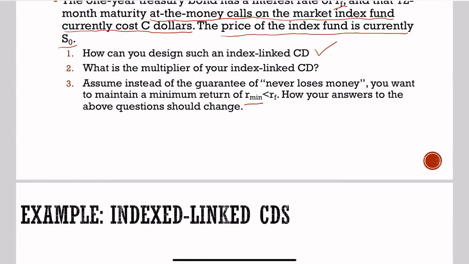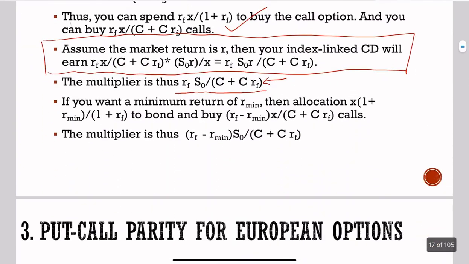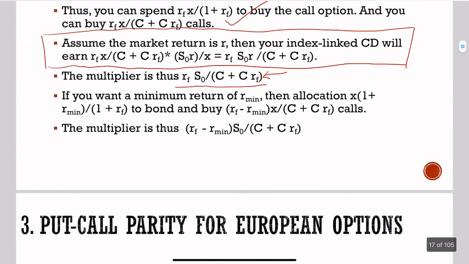That is, how much money should you put into your bond, and how much money should you put into this call option if you want a minimum return of R min here? Well, this is actually pretty simple. If you want a return of R min, then what you want to put is, so I will just directly give you the answer here.